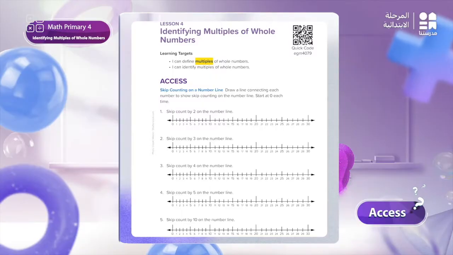We also used an open number line. Today in Access, skip counting on a number line. On page 247 in your school book, we will use number lines with skip counting. Let's see it all together.